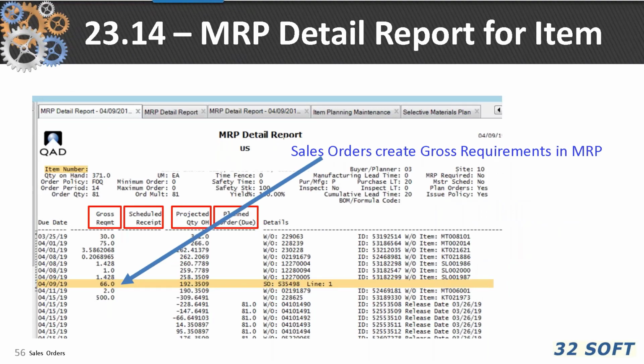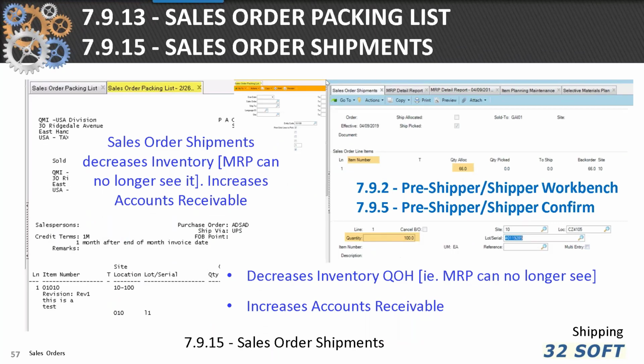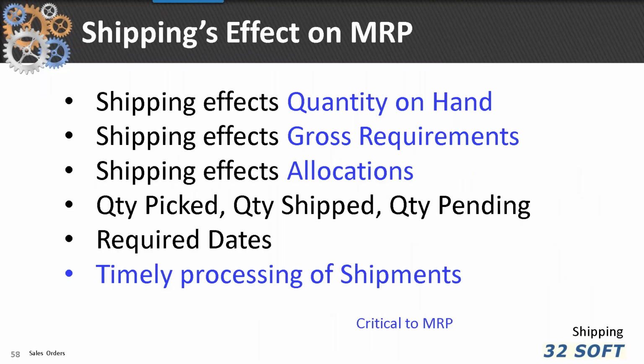Once the materials have been purchased, the work orders and production orders have been created, that is, material and labor added, and the items received in inventory, we need to ship the units to the customers. Both the 7.9.5 pre-shipper/shipper workbench confirm and the 7.9.15 sales order shipments affect MRP calculations by decreasing inventory, that is, MRP can no longer see it, and it increases accounts receivable. The accuracy and timeliness of these ISS-SO transactions is critical to MRP. Shipping is another one of those critical processes needed for MRP renetting.